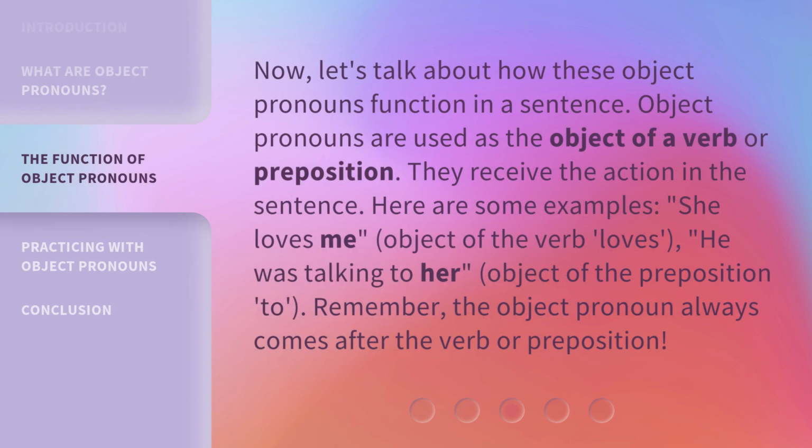Now, let's talk about how these object pronouns function in a sentence. Object pronouns are used as the object of a verb or preposition. They receive the action in the sentence. Here are some examples. She loves me. Object of the verb, loves. He was talking to her. Object of the preposition, to. Remember, the object pronoun always comes after the verb or preposition.